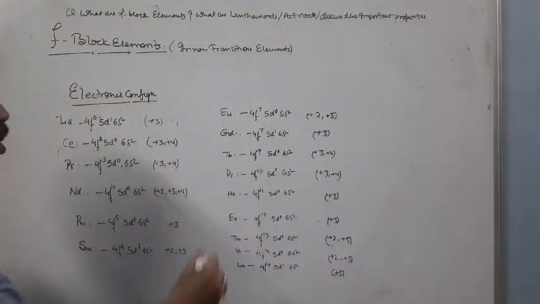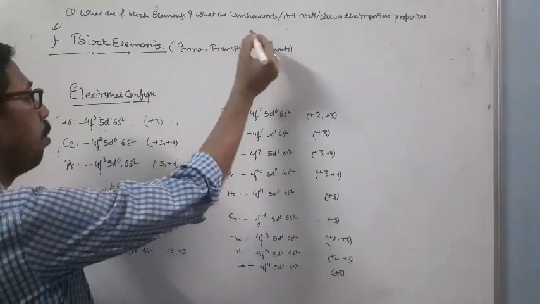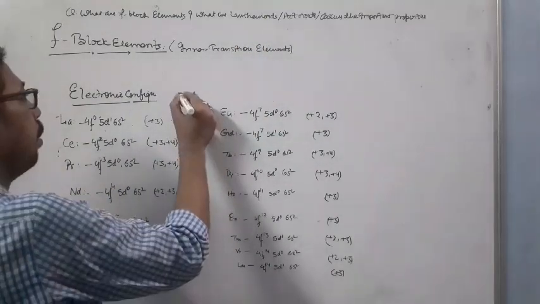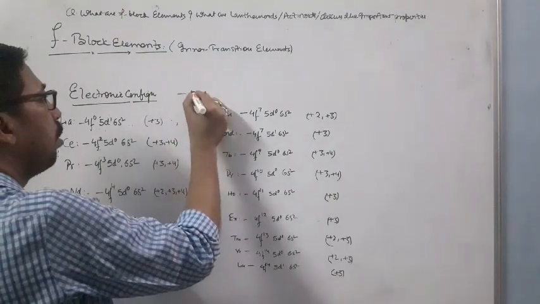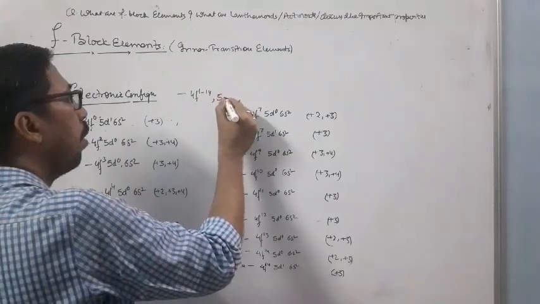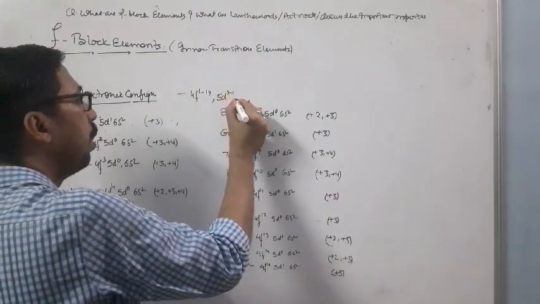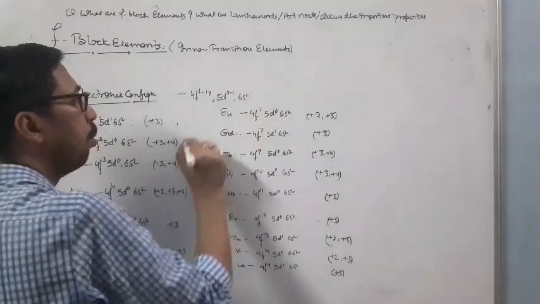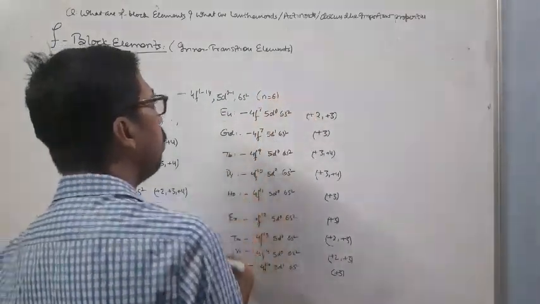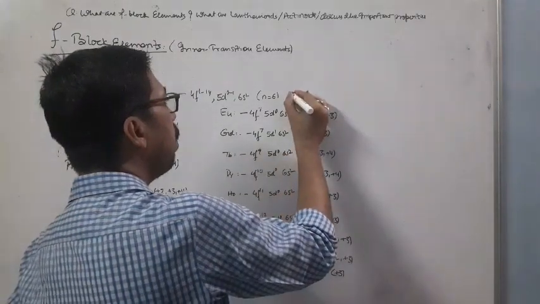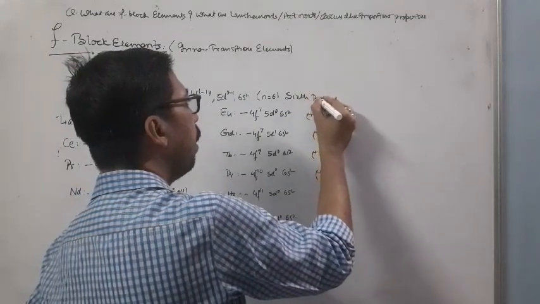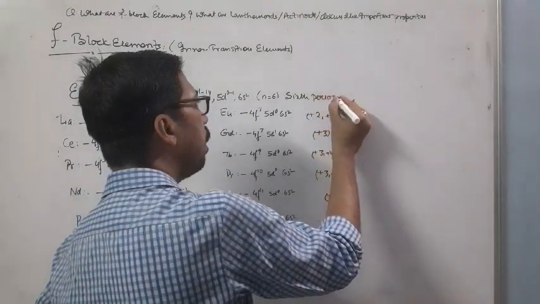The general electronic configuration for 4f block elements, which are known as lanthanides, is 4f1 to 14, 5d0 to 1 and 6s2. The value of n is equal to 6, which means lanthanides belong to the 6th period in the periodic table.